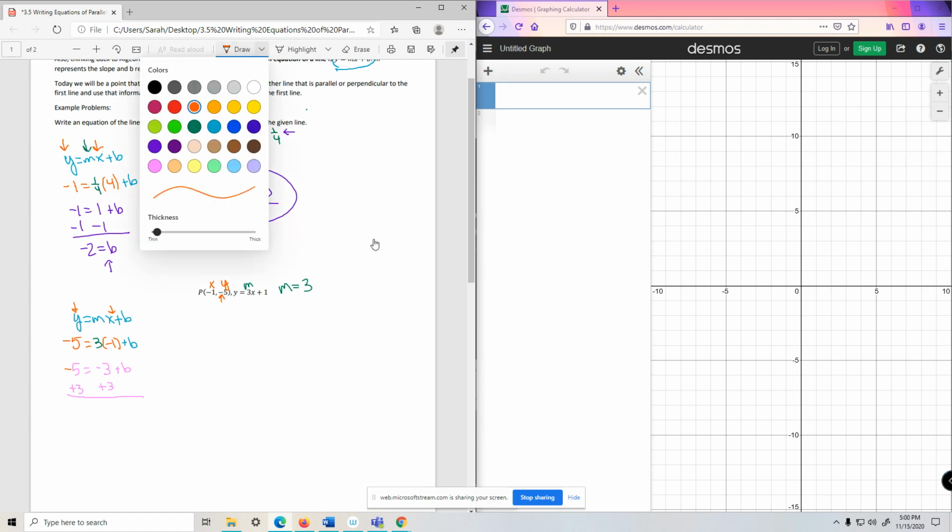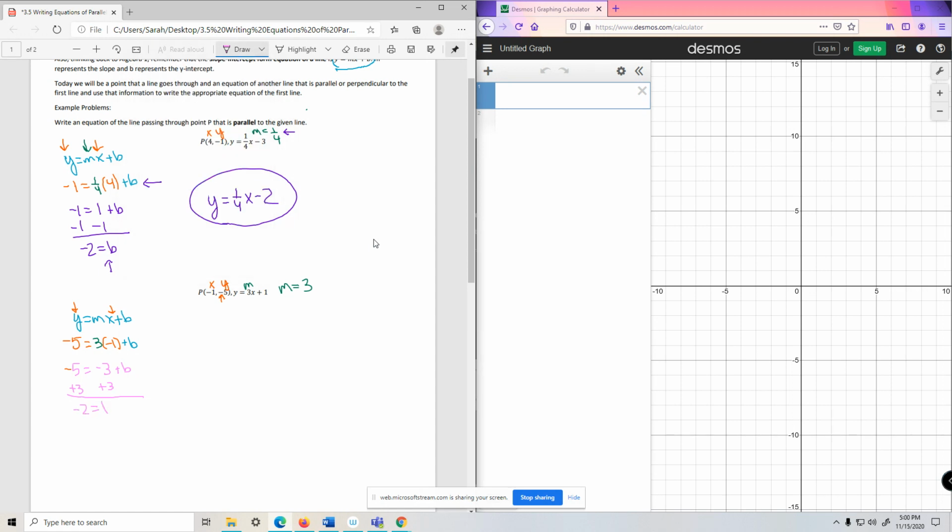Negative 5 plus 3 is negative 2. So I get negative 2 for my b. You're not always going to get negative 2 for your b. You just happen to get negative 2 for 2 problems in a row. So then let's write our final answer equation. It's going to be y equals the m I started with, 3x, and the b I just found, minus 2.